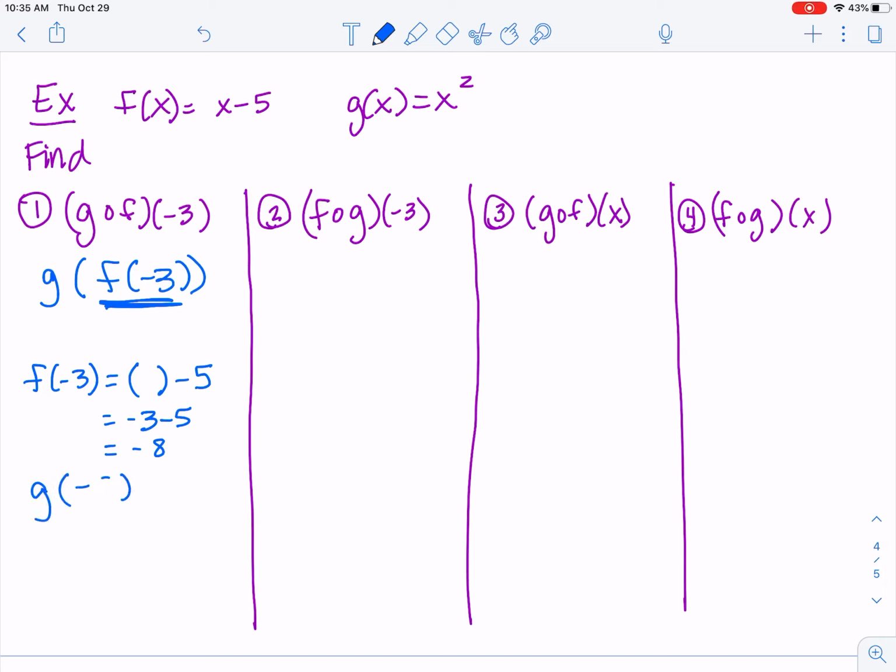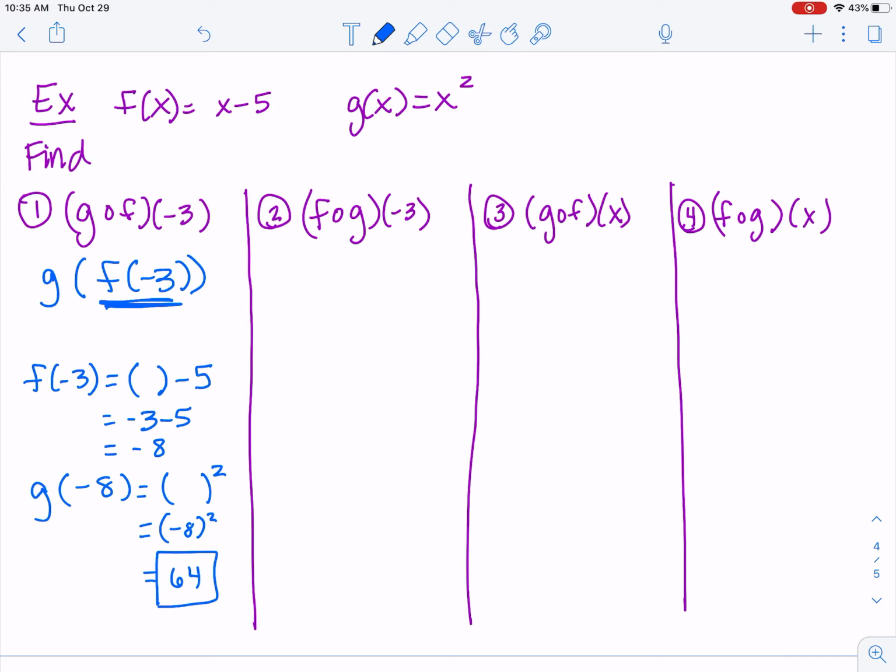So now I'm finding g of, well, what was f of negative 3? Well, we said it was negative 8. That is where the output becomes the input for the second equation. Plug negative 8 into the g equation. The g equation is x squared. Something squared. I'm plugging in negative 8. Negative 8 squared is 64. My final answer is 64.